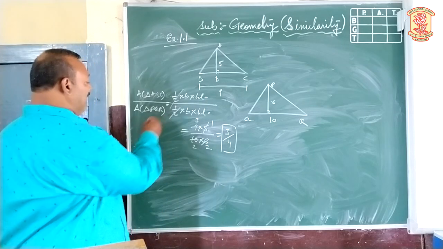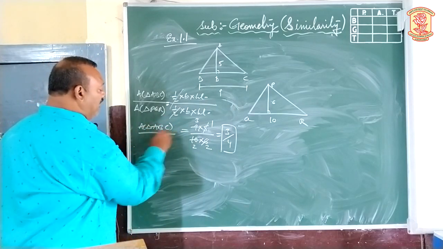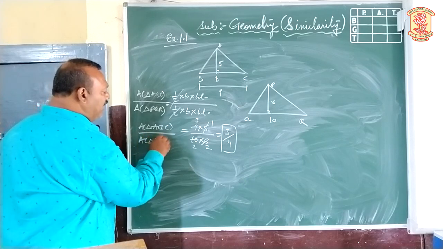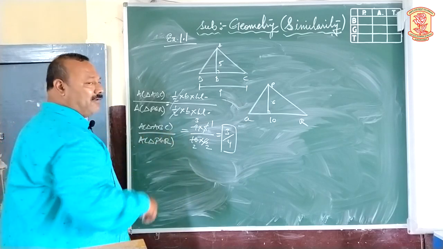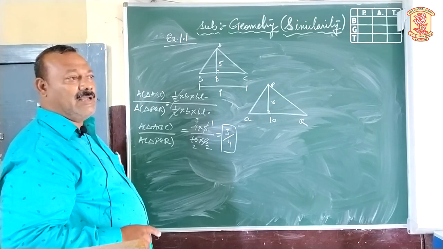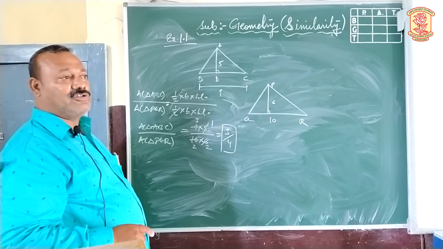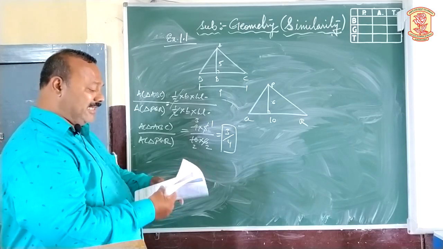The ratio here we can write: area of triangle ABC upon area of triangle PQR. Ratio of the area of the first triangle and the area of the second triangle, triangle ABC upon triangle PQR. The ratio of the areas comes to be 3 upon 4. Now, the second sum.